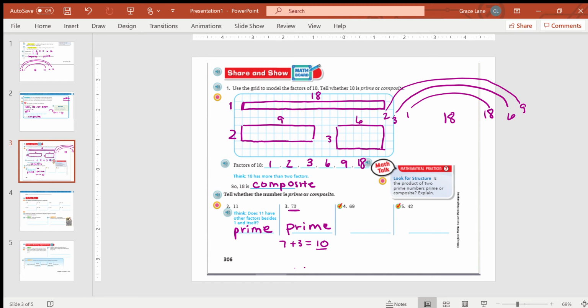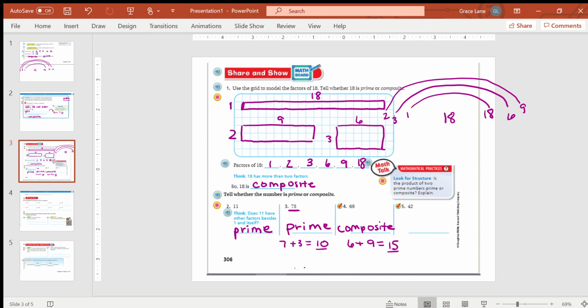Number 4, 69. I can't think of any basic facts, but again, if you try the 3 rule and you add the digits, 6 plus 9 equals 15. Can 15 be divided by 3? Yes. That means that 3 has to be a factor of 69. So right away, without even thinking about it any more, I know it has to be composite.